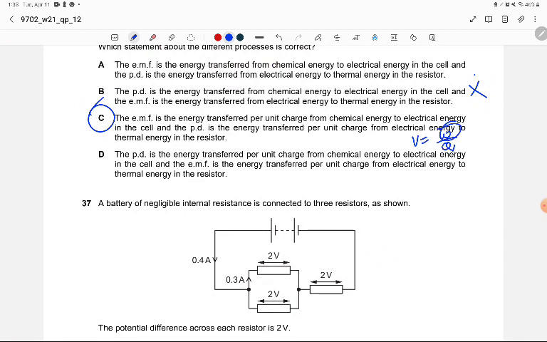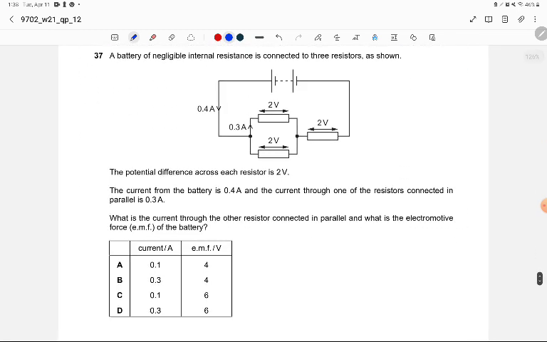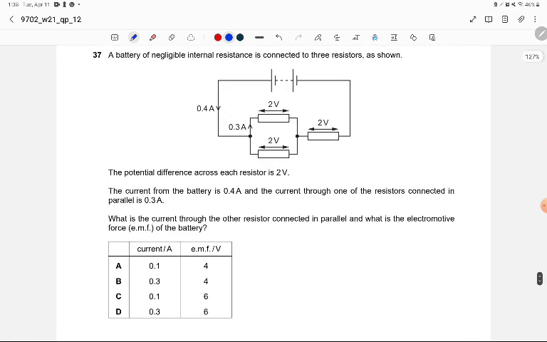A battery of negligible internal resistance is connected to 3 resistors as shown. The potential difference across each resistor is 2 volts. The current from the battery is 0.4 ampere, and you can see that it's 0.3. And the current through one of the resistors connected in parallel is this. The 3 resistors as shown, but they are not necessarily identical. What is the current through the other resistor connected in parallel? And what is the electromotive force of the battery?